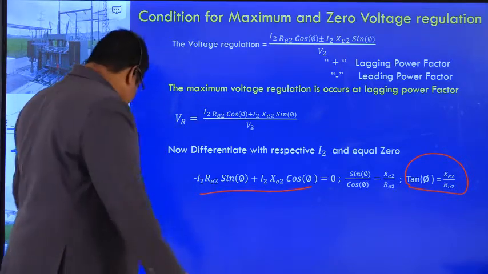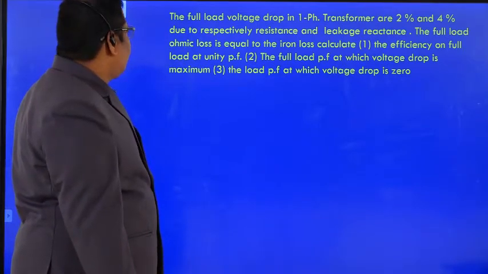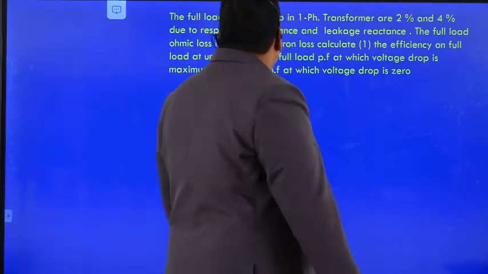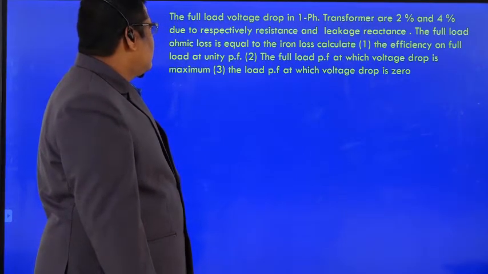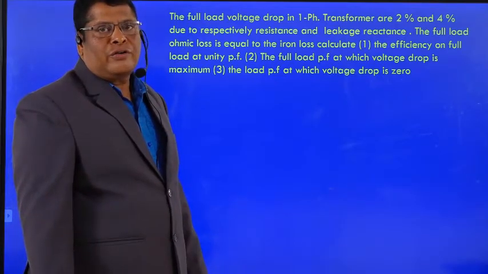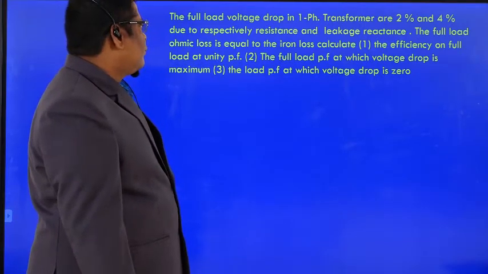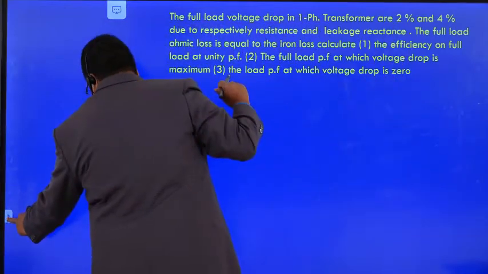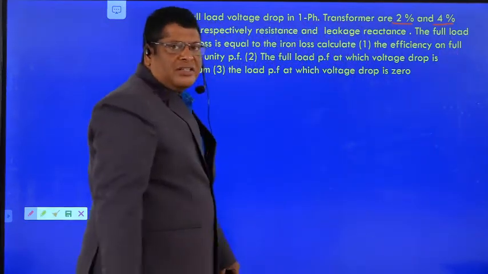The load voltage drop in a single phase transformer is 2% and 4% due to resistance and leakage reactance respectively. The full load ohmic losses are equal to the iron losses. Find the efficiency on full load at unity power factor. The first one asks you to find out the efficiency of a transformer at full load. Here the percentage resistance value is given, and the reactance is given.